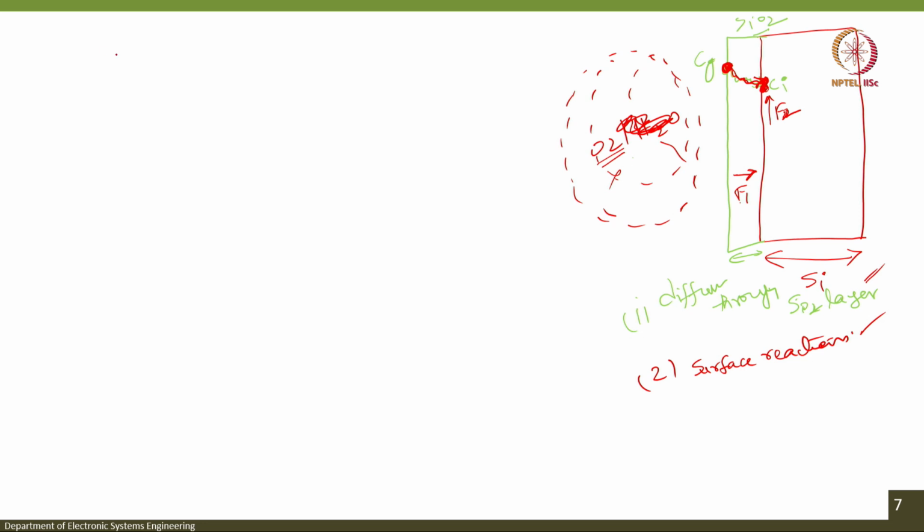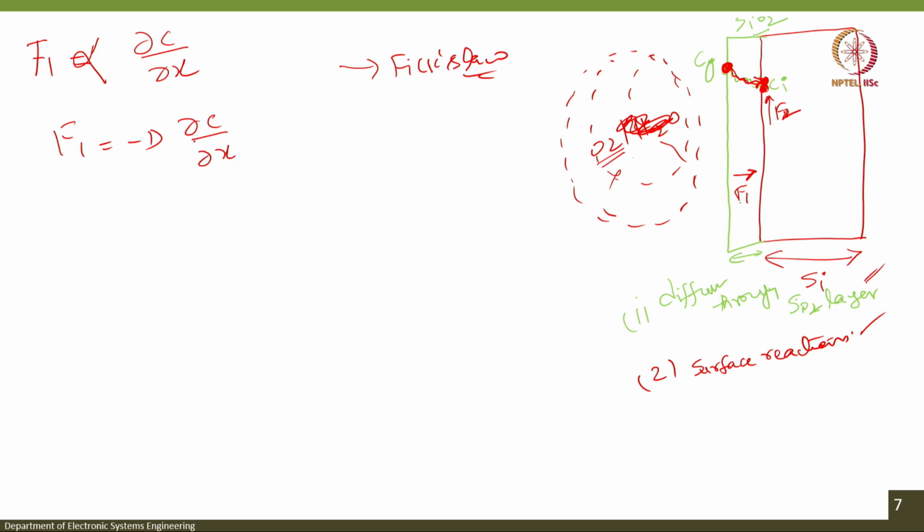So, how to model this diffusion flux? F1 is modeled by using Fick's law, because there is a concentration gradient. Fick says that the F1 flux is proportional to the concentration gradient, and F1 is minus D dou C by dou x. This is a diffusion constant, remember D depends on the temperature. At different temperatures different diffusion constants are there, so it is not a hard constant.